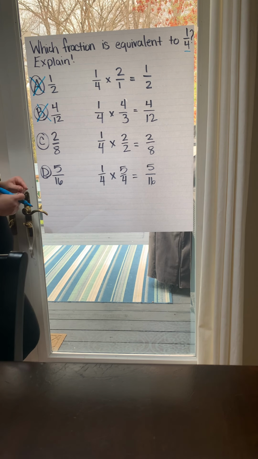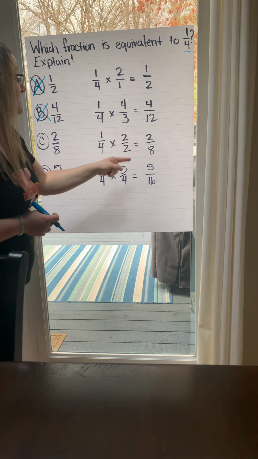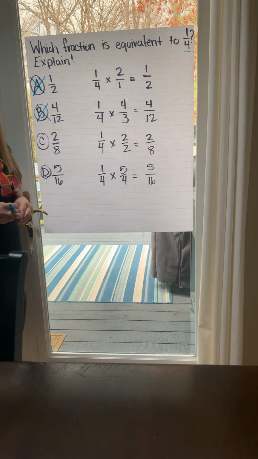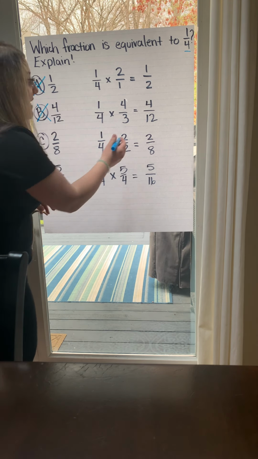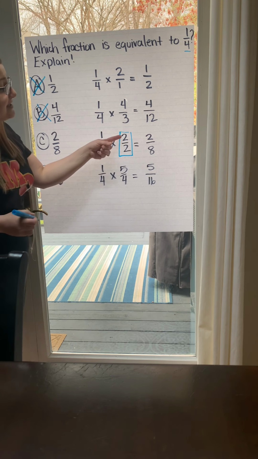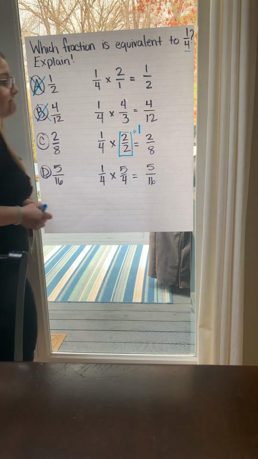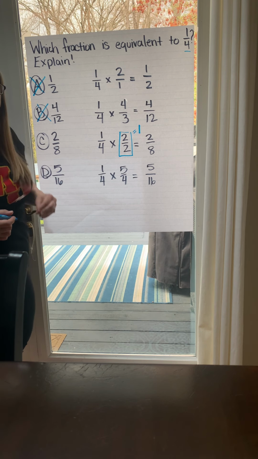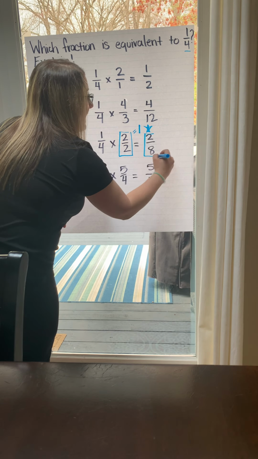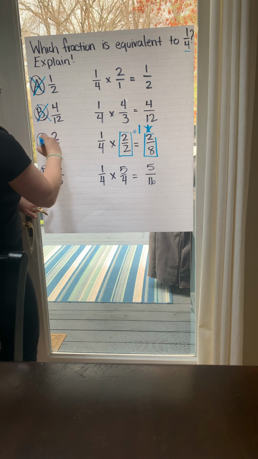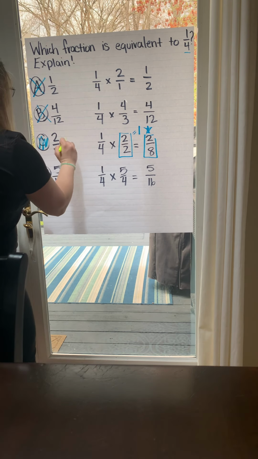Now moving to the next one, we have 2/8. And it says 1/4 times 2/2 equals 2/8. So if we look, we see 1 times 2 is 2, 4 times 2 is 8, and the fraction that we're multiplying by has the same numerator and the same denominator, which means 2/2 is the same as 1. And we know from the identity property of multiplication, anything times 1 equals itself. So that means that 2/8 is equivalent to 1/4. This is correct. We have an equivalent fraction. Woo!